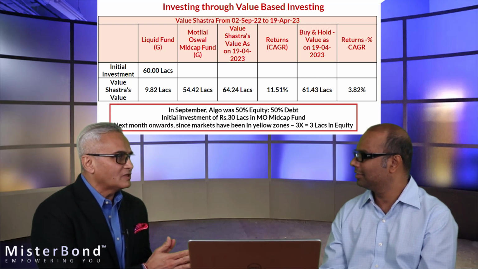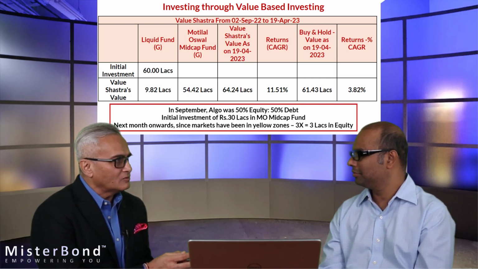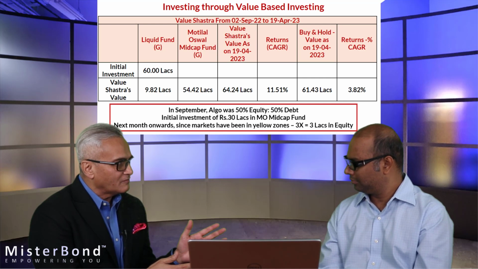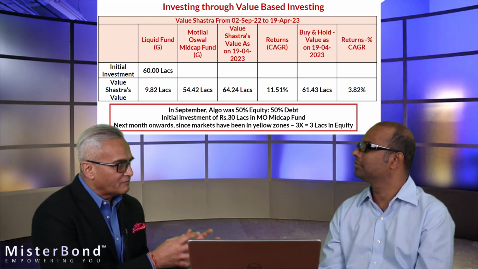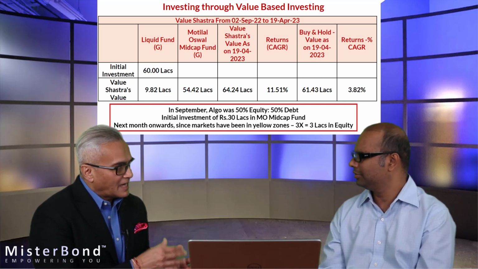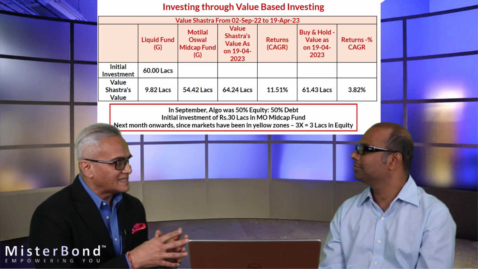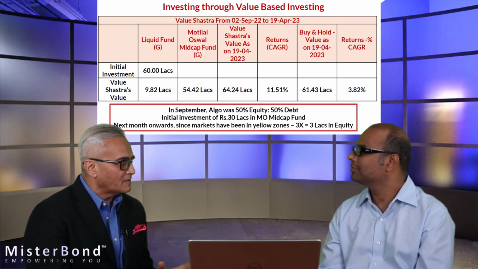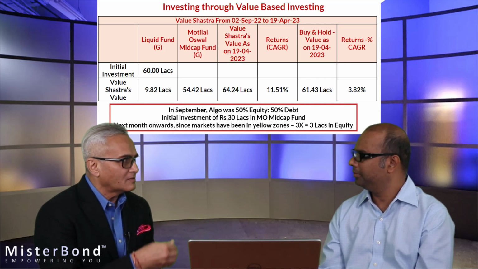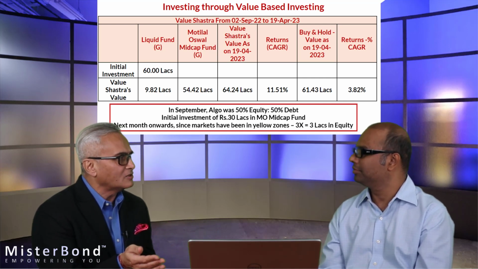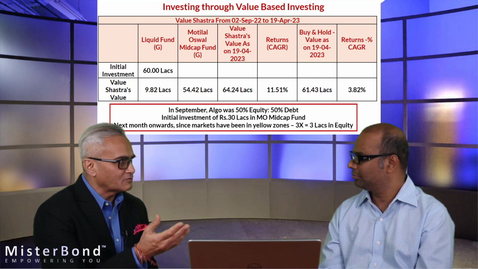Yes. So what we would have done in September 2022, our algo said 50% equity. We would have invested 50% of the money in your mid cap. The balance 50% was in a liquid fund, from where we would have done a 3x transfer. So 60 lakhs divided by 60 installments, 1x is 1 lakh rupees. When the markets are in the yellow zone, we continue to do a 3x transfer into equity. And that's what we've done.